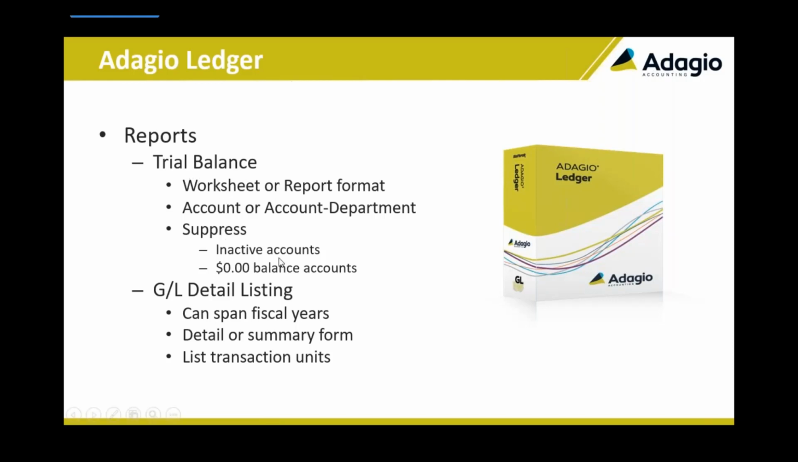So the trial balance, you can do a trial balance just at the account level, or you can do a separate account department trial balance with page breaks on change of account. The GL detailed listing, listing out the transactions within the general ledger, can span fiscal years. So if you're listing out a fixed asset account and you want to see the activity over a 10-year period, you can do that. The detailed listing can be printed in summary or detailed form.